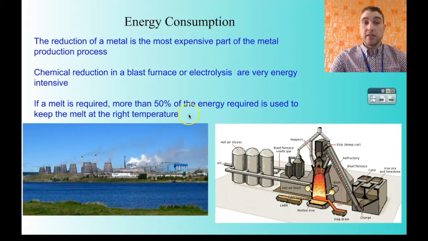If you need to electrolyze a melt, more than 50% of the energy that you need is just used to keep the melt at the temperature. So for aluminium, we saw it needed to be at around about 1000 to 1200 degrees Celsius, the aluminium oxide cryolite mix. Just keeping it at that temperature requires half the energy in the whole production process.